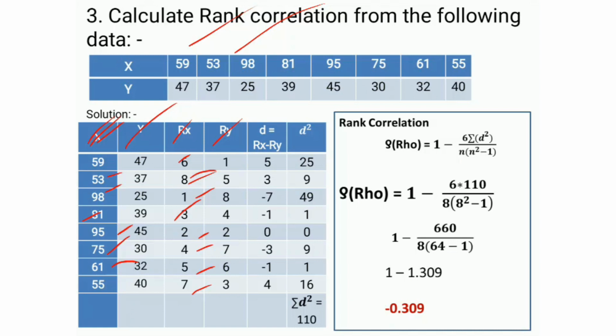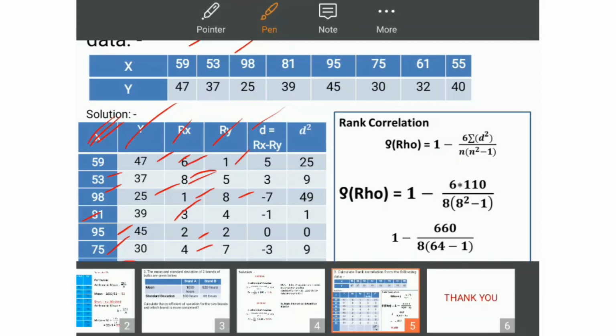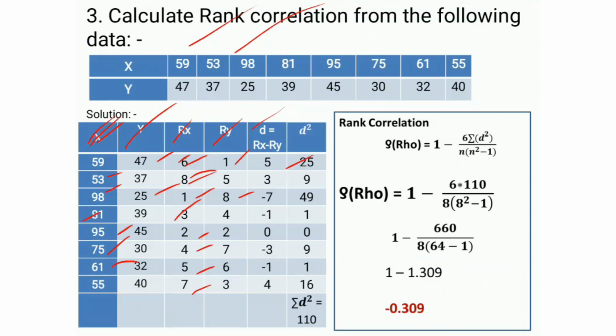Similarly for Ry, the ranking for Y: 47 is the highest value in Y, so it gets first rank, and 25 is the least value in Y, so it gets 8th rank. That is given based on the weightage of the variable. After giving ranking, find d. D is nothing but Rx minus Ry. 6 minus 1 is 5, 8 minus 5 is 3, 1 minus 8 is minus 7. Similarly, you will get all the differences.